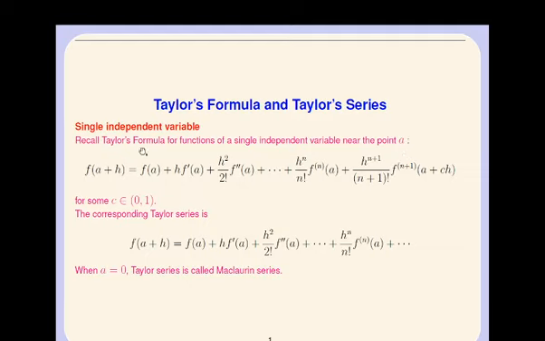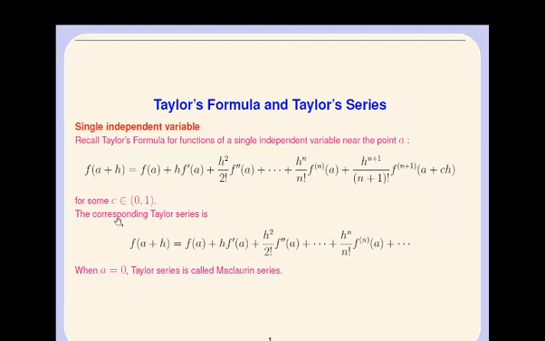Then Taylor's formula says that f at a nearby point of A, namely A plus h, is equal to the value of f at A plus h into f dash A plus h square by 2 factorial into f double dash A plus etc. plus h to the power n divided by n factorial into fn of A plus this term, h to the power n plus 1 divided by n plus 1 factorial into fn plus 1 evaluated at the point A plus ch for some c in between 0 and 1.